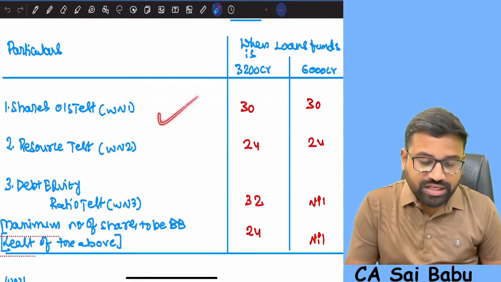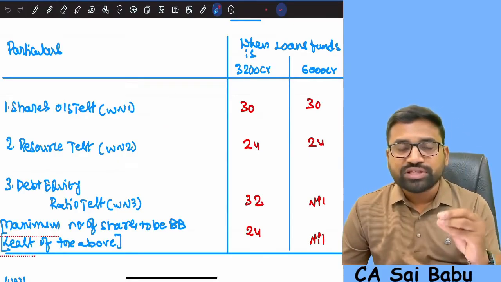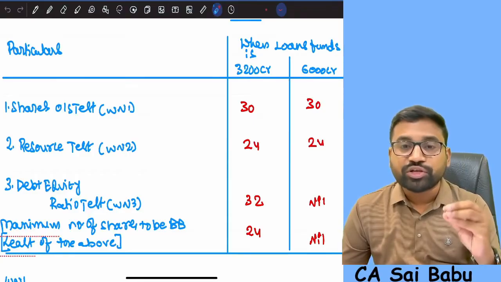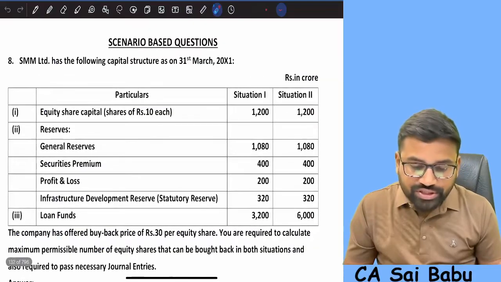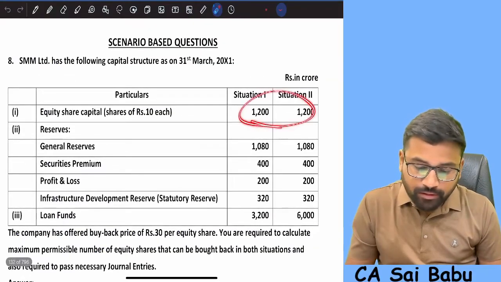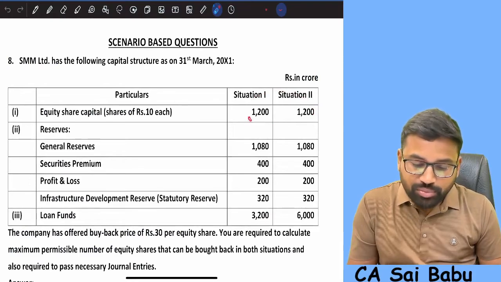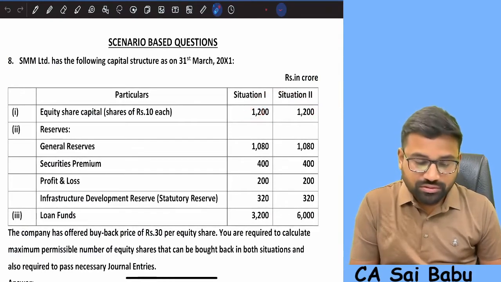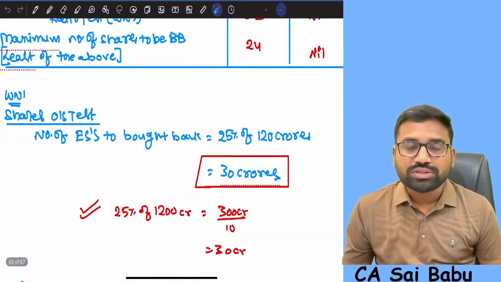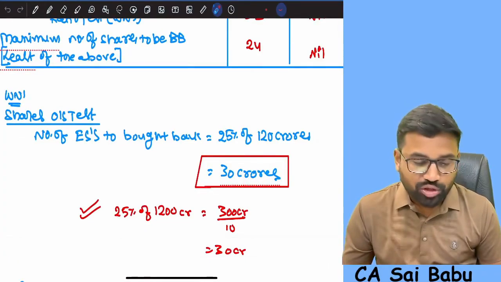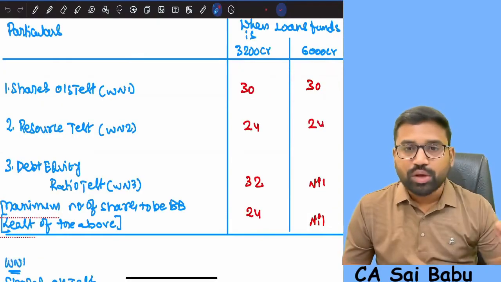First, shares outstanding test. Shares outstanding test says the maximum number of equity shares to be bought back cannot exceed 25% of the total paid up equity share capital of that financial year. What are the total equity shares of the company? 1,200 crores total equity share capital. Number of equity shares 120 crores. So 120 into 25%. 30 crores. That is the maximum number of shares a company can buy back. 30. So test 1 done.